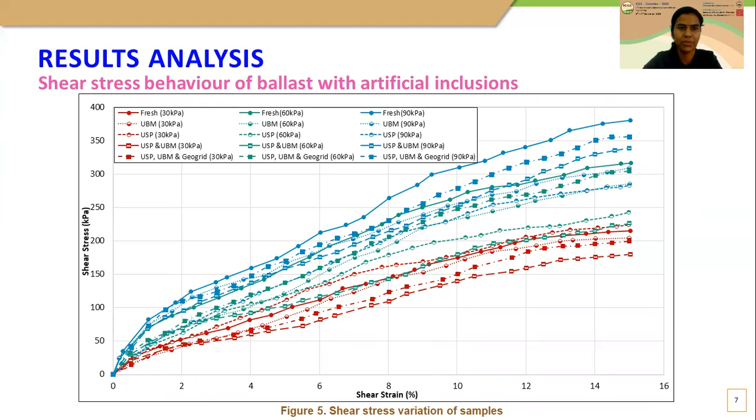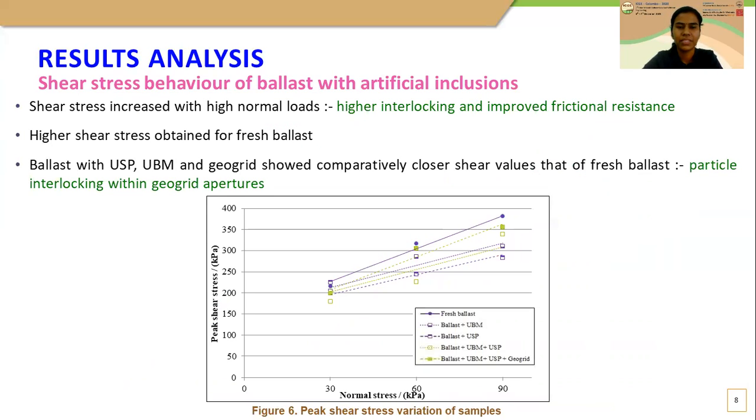This graph shows the shear stress behavior of all kinds of samples with different normal loads. With higher normal loads for all samples, the shear stress increased. This is due to the higher interlocking of particles at higher normal loads. Therefore, there is an improvement in frictional resistance of ballast particles.